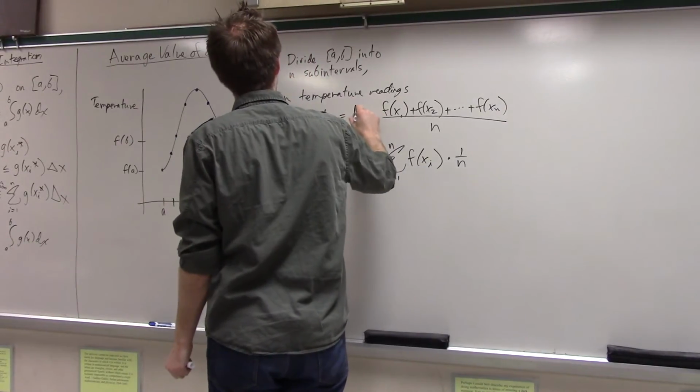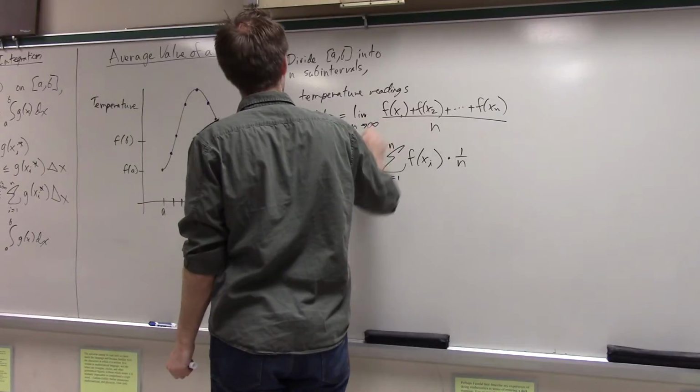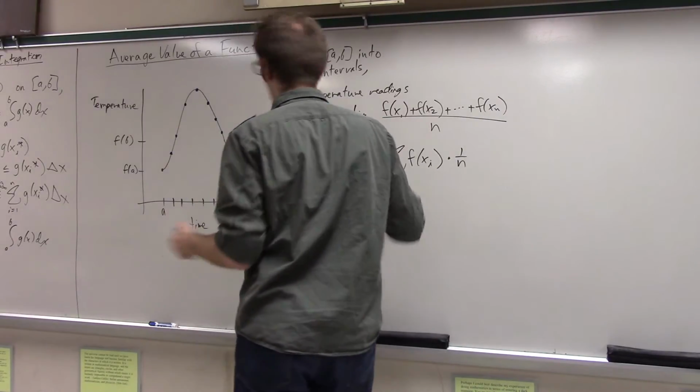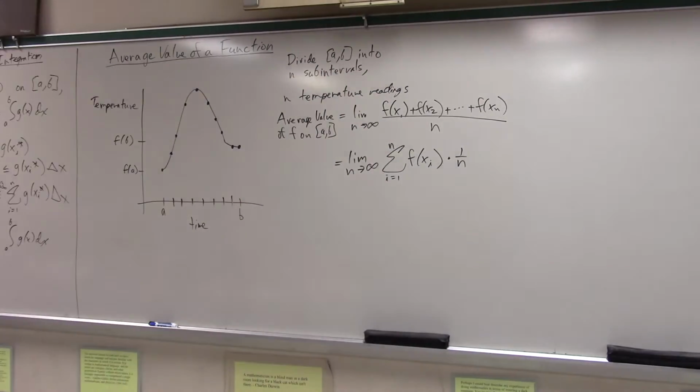So what we need to do here is add a limit. For this to truly be the average value, I need to take the limit as n goes to infinity, and that way I'm taking the temperature readings infinitely often. But the idea is still the same, right? Take n readings, divide by the number of readings, which is n, and then just do that infinitely often.